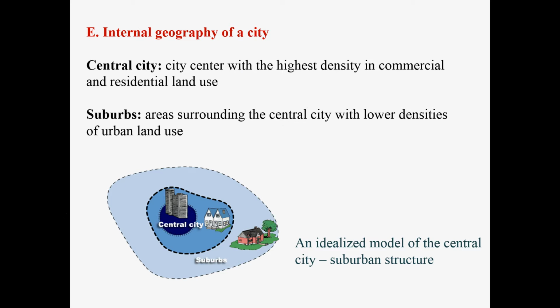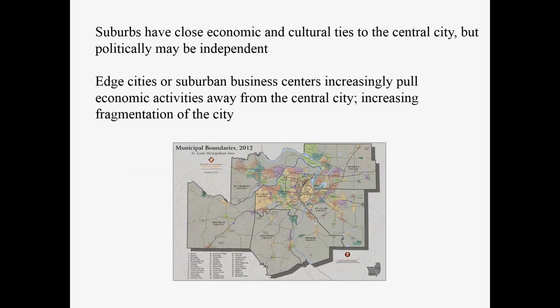Of course, we know that in the real world, the internal structure of a city is more complicated than just the central city and suburban division. We know the suburbs, in general, have very close connections in many ways with the central city. You have economic connection, you have a cultural connection. People would go to central city to shop, to work, to have entertainment. But politically, they could be very different, especially in the context of the United States.